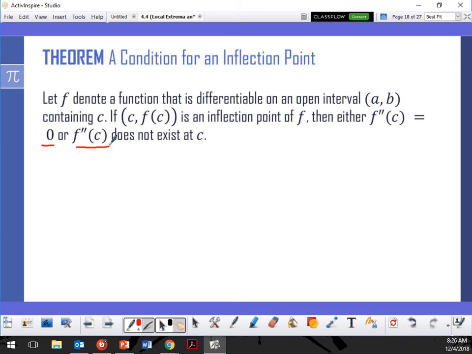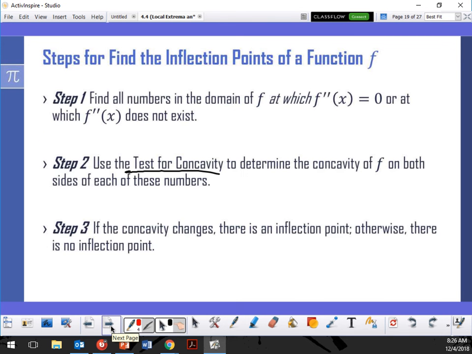Remember, when I have radicals, like the square root of x, when I take the derivative of that, it goes down in powers, which is going to give me a radical in the denominator, where I cannot have zeros in the denominator. Okay, so here are the steps. Step 1: find all numbers in the domain at which the second derivative is equal to 0 or does not exist. Step 2: use the test of concavity to determine the concavity of f on both sides of each of these numbers. If the concavity changes, there's an inflection point there. Otherwise, there is no inflection point.